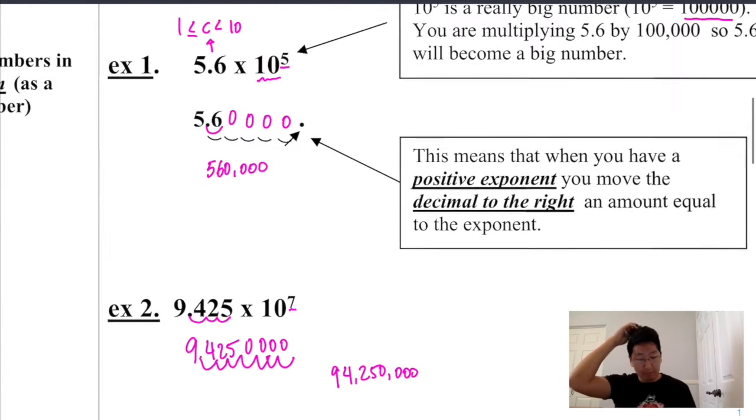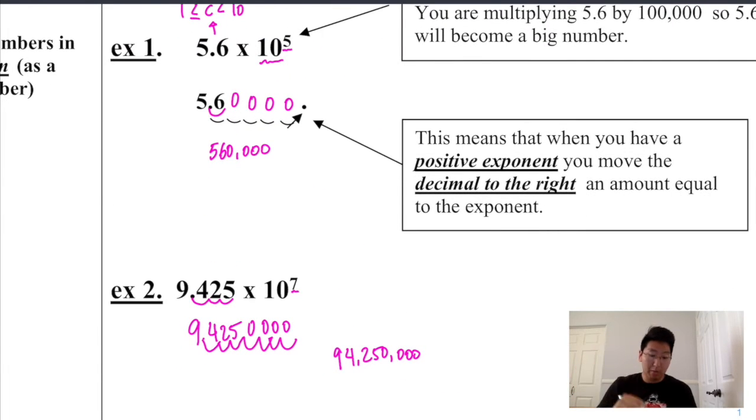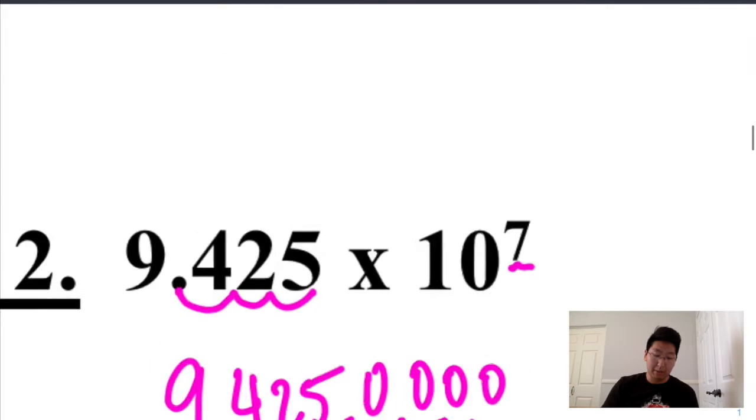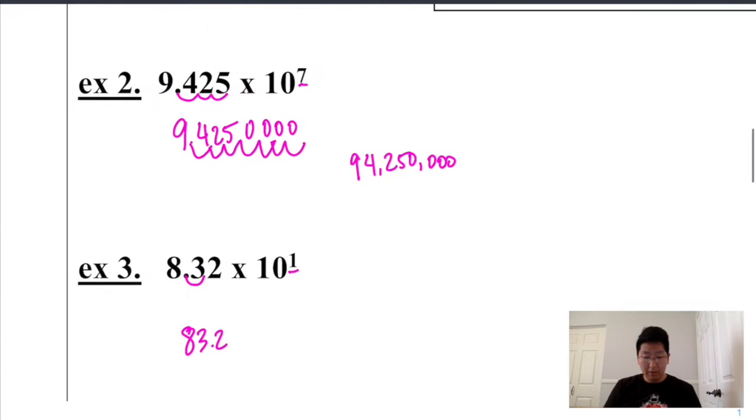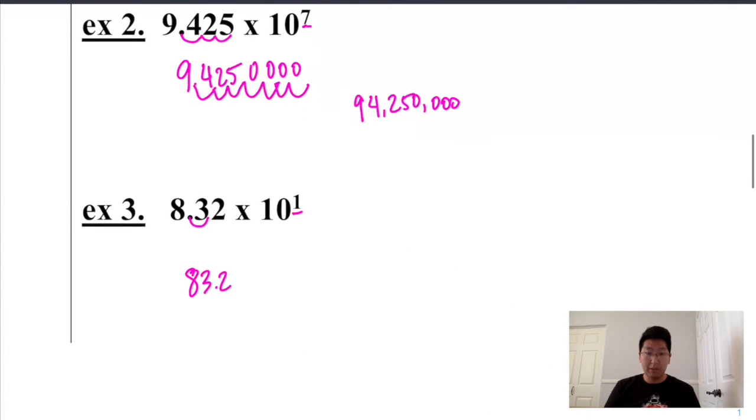The next example, 9.425 times 10 to the seventh. 9.425 right here, that number is less than 10 but greater than 1, so that is in standard scientific notation form. And the decimal point is going to move 7 times to the right, meaning the number is really big. And right here, times 10 to the first.